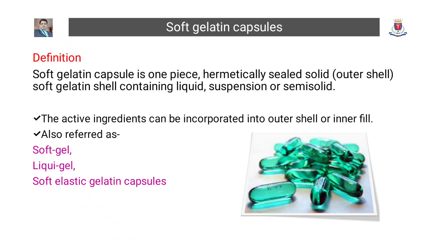Definition: soft gelatin capsule is a one piece hermetically sealed solid soft gelatin shell containing liquid, suspension or semi-solid. The active ingredients can be incorporated into the outer shell or inner fill. Soft gelatin capsule is also referred to as soft gel, liquigel, or soft elastic gelatin capsules.